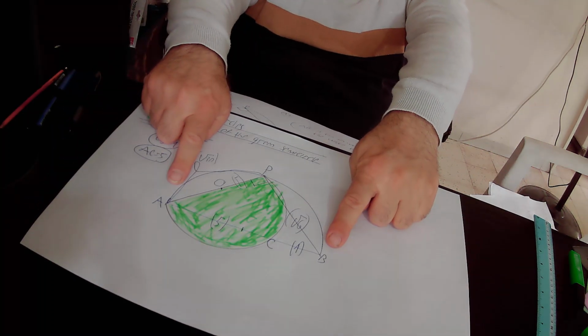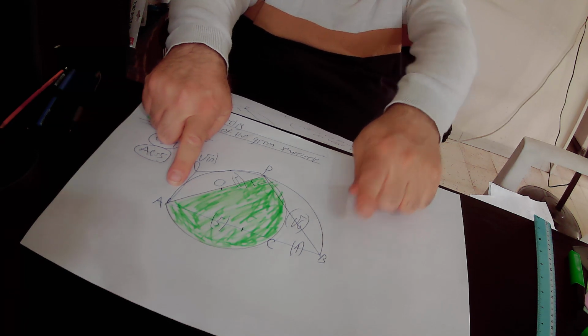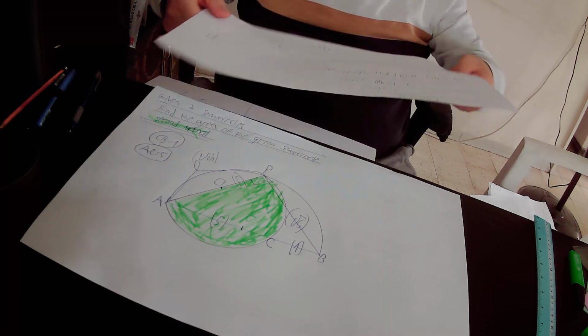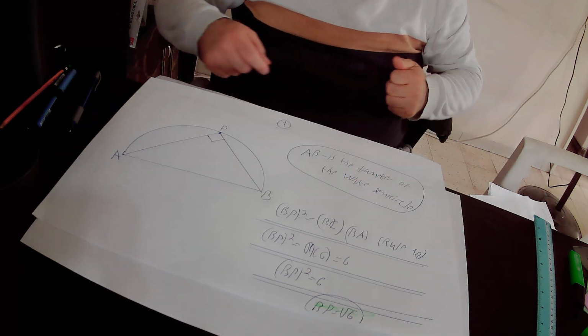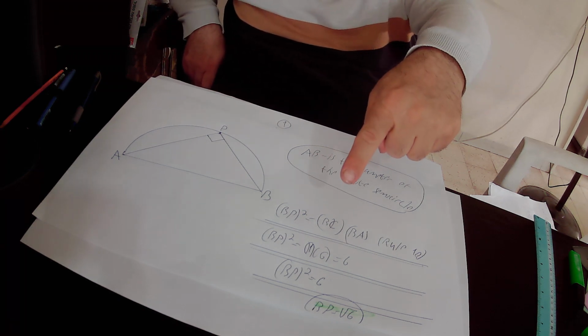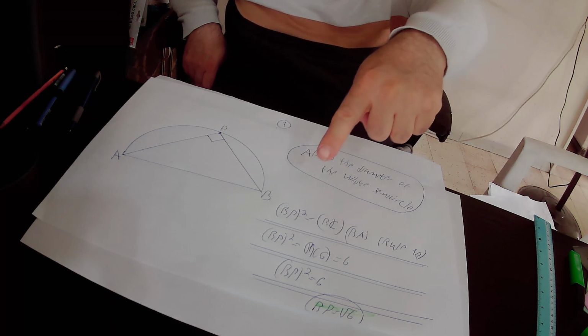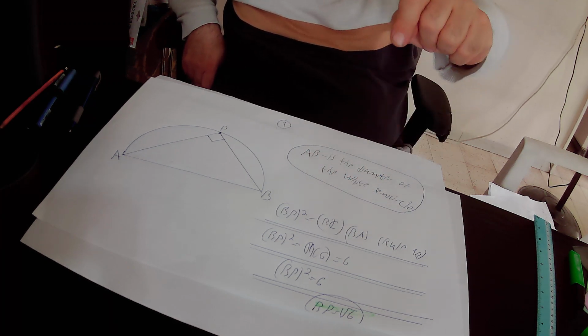BA in total equals 1 plus 5, that is 6. So in conclusion, BP squared equals 1 times 6, that is 6. BP squared equals 6.